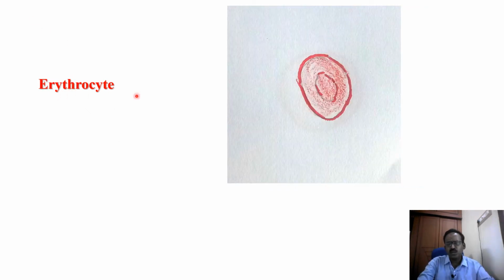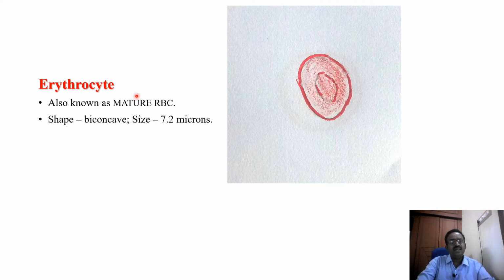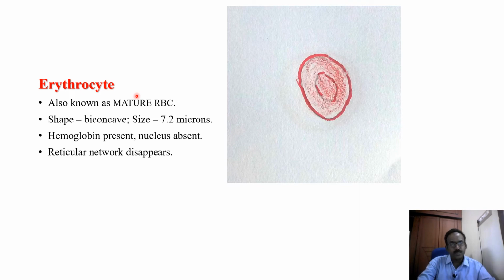Erythrocyte is the final product of erythropoiesis. It is the mature RBC. The shape of the mature RBC is biconcave. Size is 7.2 micron. Hemoglobin is present. Nucleus is absent. The reticular network has completely disappeared.